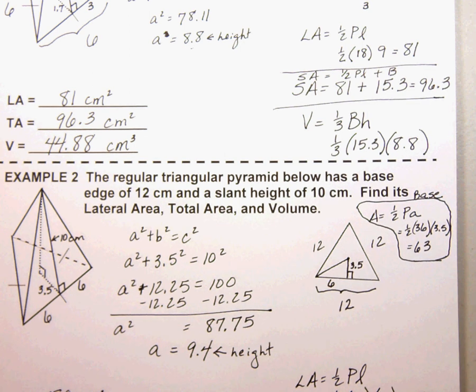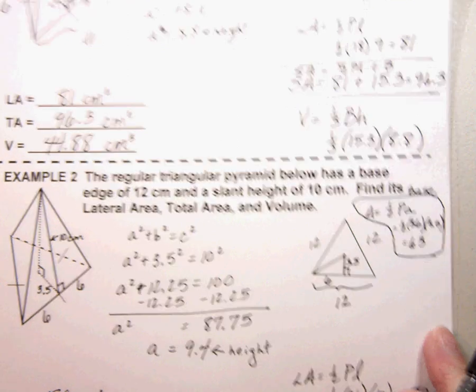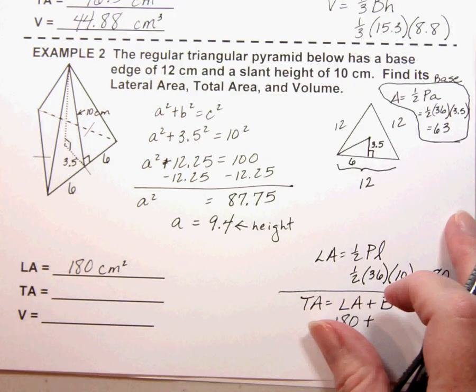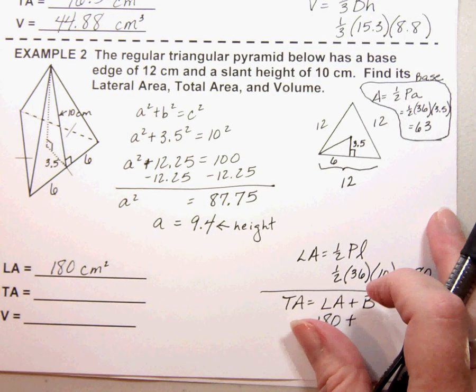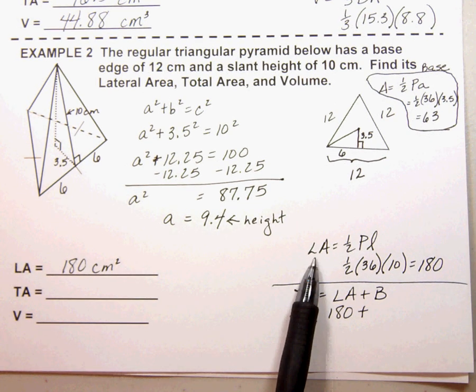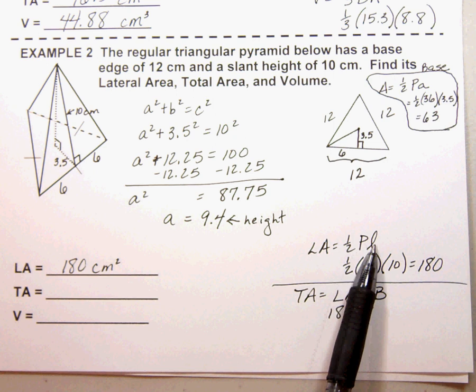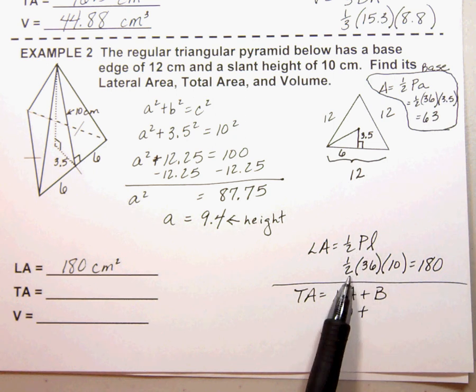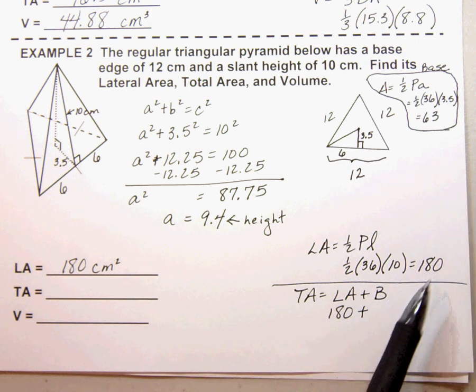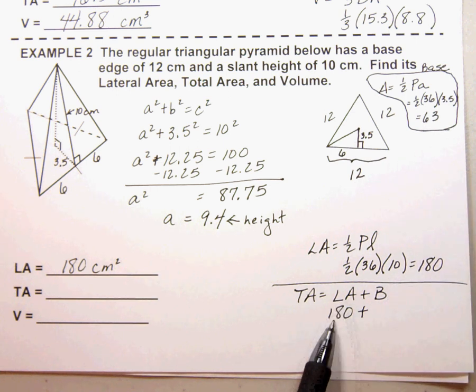Your total area is always the lateral area plus one of the bases. So it's 180 plus, and remember up here, I just realized you're not seeing any of this. Let me move this up. Let me back up a minute. I didn't realize it was hidden. The lateral area is 1/2 the perimeter times the slant height. So it's 1/2 times 36 times 10 equals 180. And then, so your lateral area is 180.